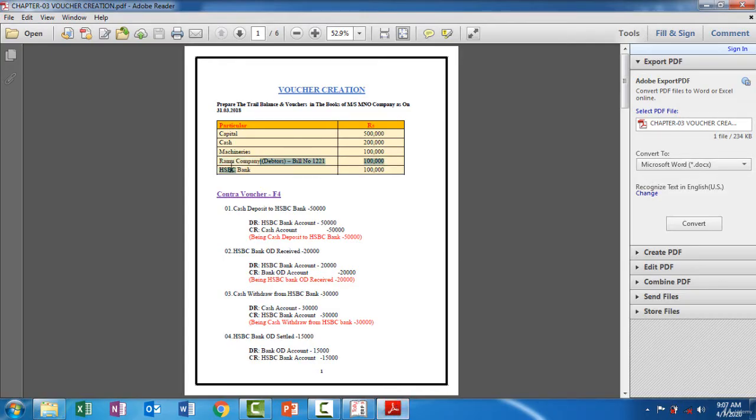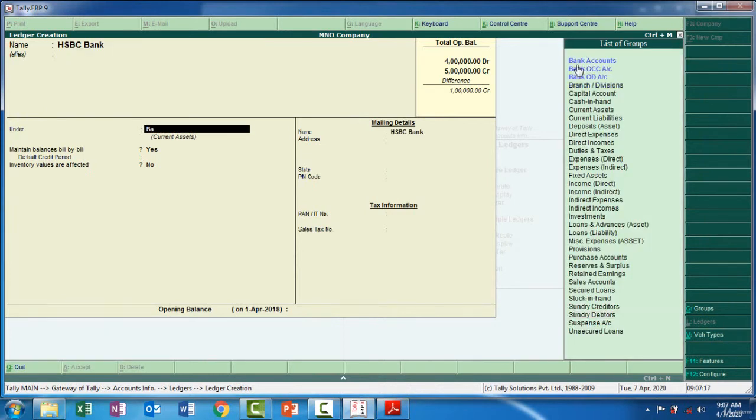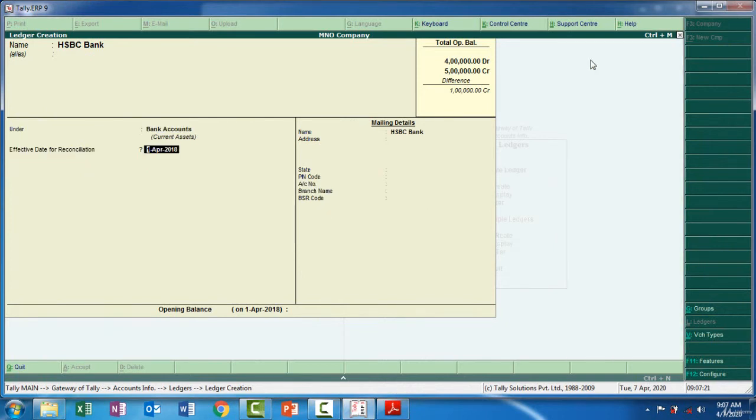The last one is HSBC Bank, 100,000. So I'm going to type here HSBC Bank. It is under the bank account. If you select bank account, the current asset amount is 100,000 debit. So you can see that the balance, debit equals credit, so it is the same. So our sum is correct, 500,000 debit and 500,000 credit. So our accounts opening balance is equal, so I'm going to save.